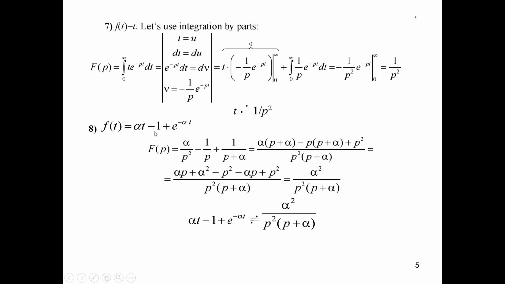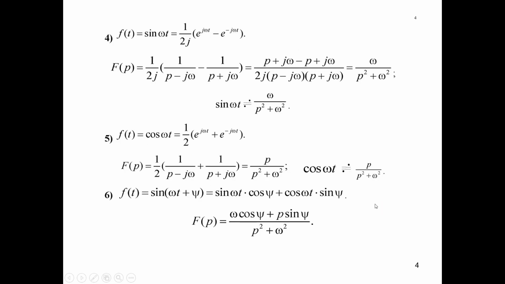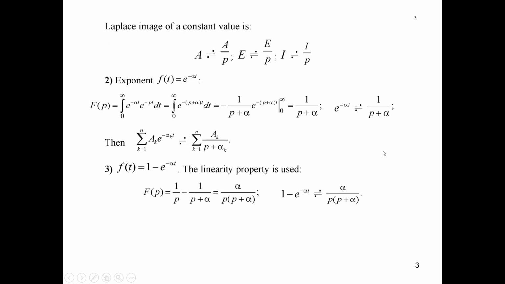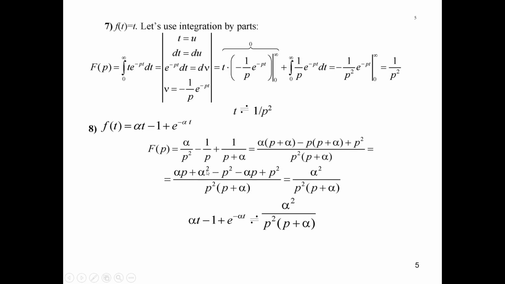Then the operational image from a unit is 1 over p. It was in the previous lecture. The unit function may be transformed by Laplace as 1 over p. So it's the second summand, and at last this summand. We've got that the image of function e to the minus alpha t is 1 over p plus alpha. So we write it down as this summand, 1 over p plus alpha.